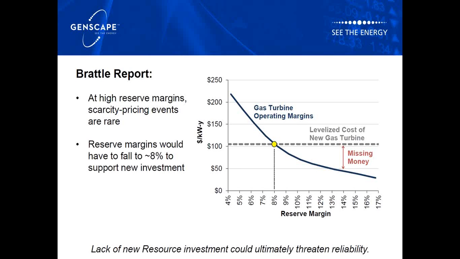Really what this is saying is it costs around $100 per kilowatt to justify building a new resource. And if the only way a new resource could be built is if reserve margins are 8%, reliability is really threatened. The lack of new resource investments could ultimately threaten reliability.